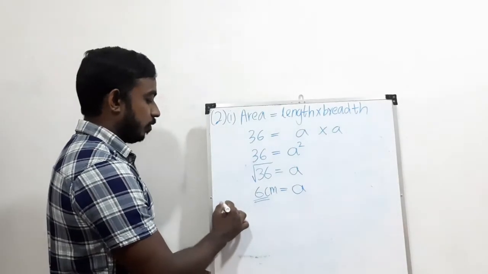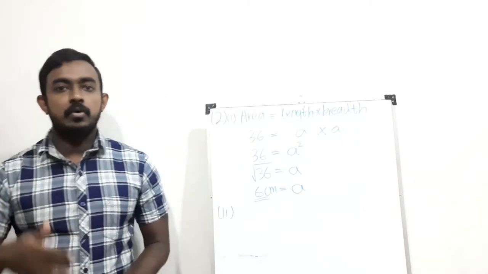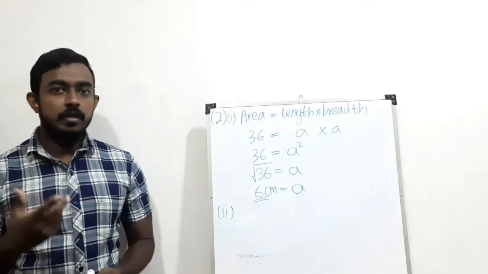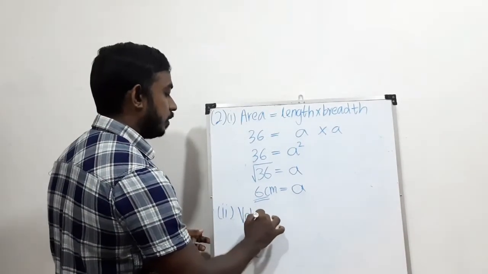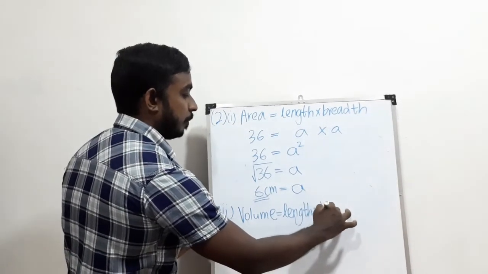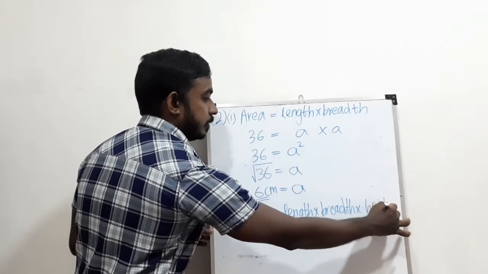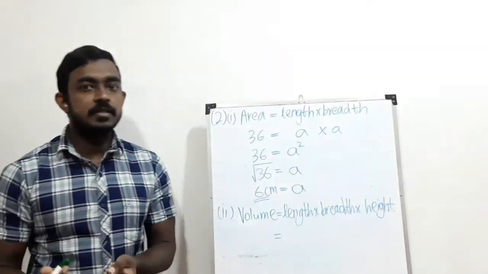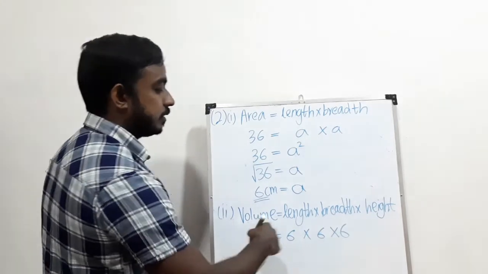Okay, let us move on to the second question, Roman number 2. For Roman number 2, they ask to find the volume of this cube. So if you follow the steps, the first step is to identify the figure. That is a cube. Then for the second step, we put the correct formula. Volume equals length into breadth into height. Then for the third step, we substitute the correct values. Now we know an edge as 6 centimeters. Therefore, we can write it as 6 into 6 into 6.